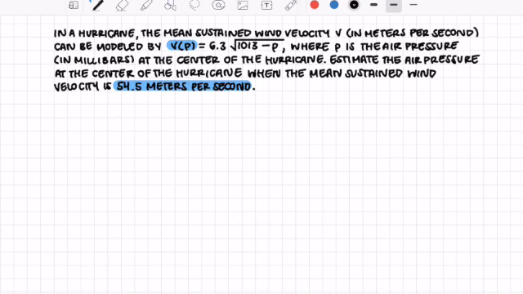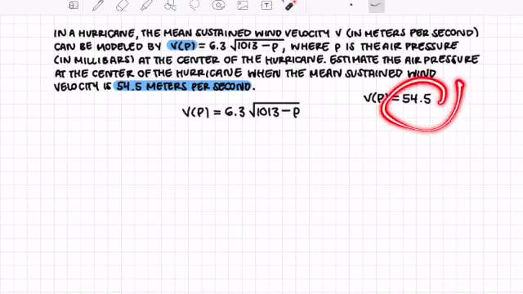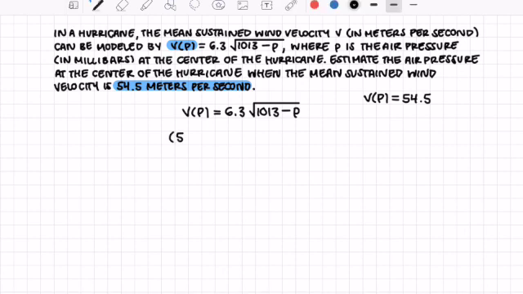So over here, I'll just write down that v of p is supposed to equal 54.5 in the end. And what we're trying to look for is specifically the air pressure, so our p value. So when I do that, I'm going to have v of p equaling 6.3 square root of 1013 minus p, and I'm going to substitute my wind velocity for v of p. So I get here 54.5 equaling 6.3 square root of 1013 minus p. And from here, all I'm going to do is solve for p.